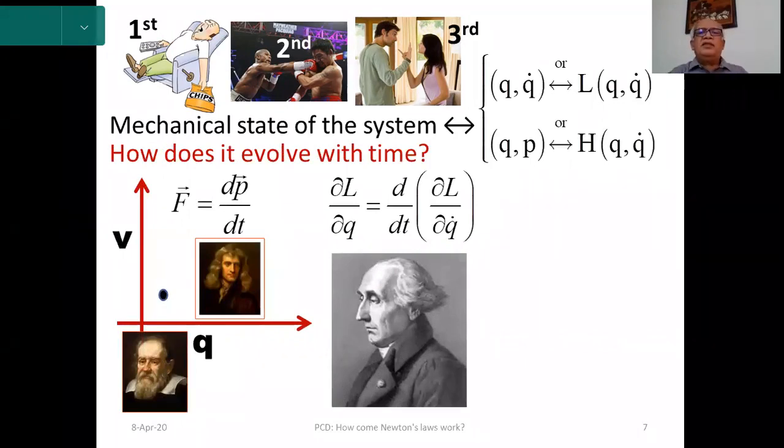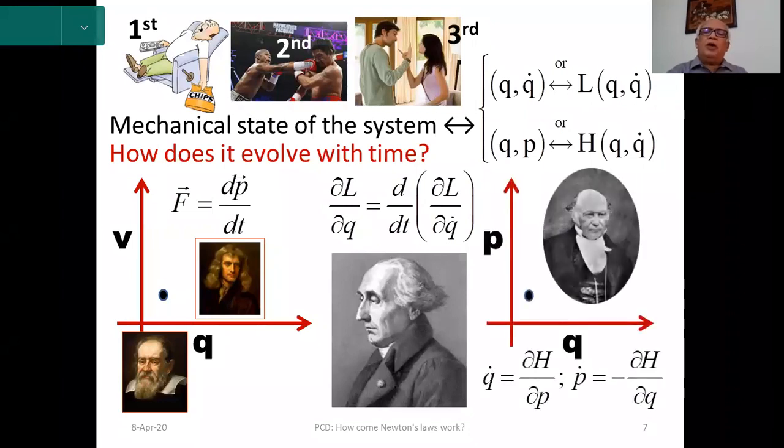Okay. And how the state evolves with time is given by F equal to dP by dt in Newtonian mechanics, or by this equation which tells you del L by del Q equal to d by dt of del L by del Q dot, which is the Lagrange's equation of motion, or you can write it equivalently in terms of Hamiltonian mechanics by representing the state of the system by the Hamiltonian, and then determining at what rate does Q change, which is Q dot, and at what rate does P change, which is P dot. So now you have two first order differential equations. But then the sign of the right hand side is plus in the first and minus in the second, and that takes care of the time reversal symmetry. So the time reversal symmetry is a common feature of all the equations of motion, which are classical expressions of the laws.